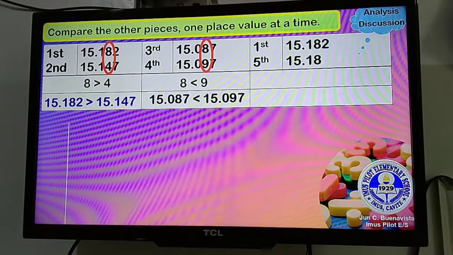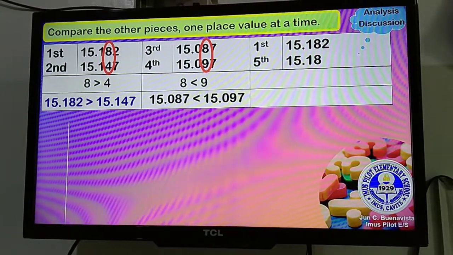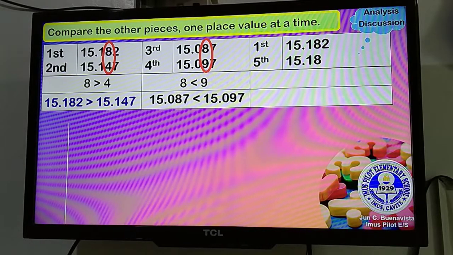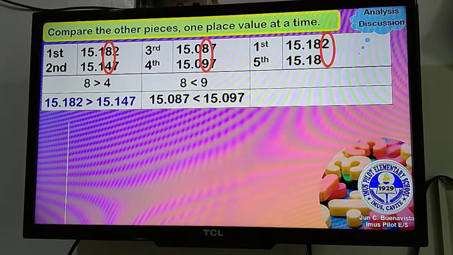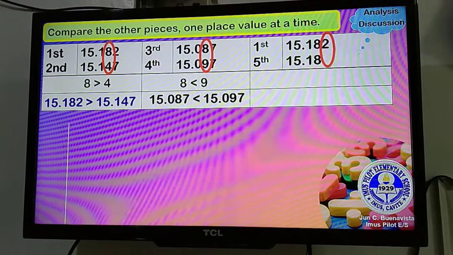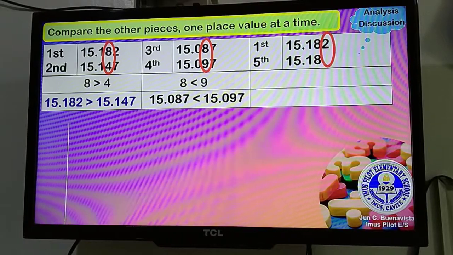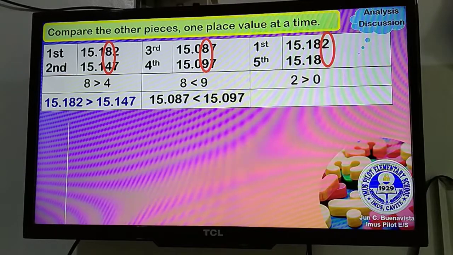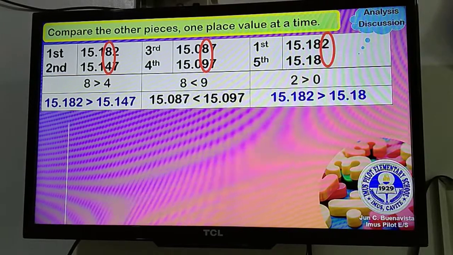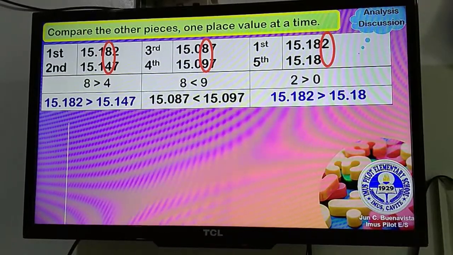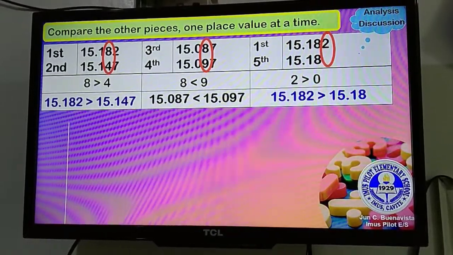Now, we are going to compare now first number and the fifth number. So, look at the last digit of the first number. We have 2, while the fifth number has no digit. So, in other words, 0. Mayroon po dyan invisible na 0. So therefore, 2 is greater than 0. So in other words, 15 and 182 thousandths is greater than 15 and 18 hundredths.